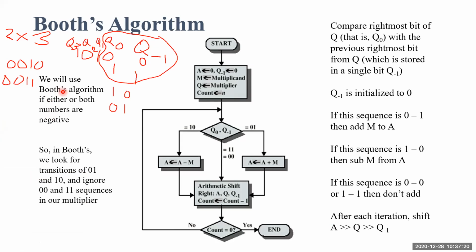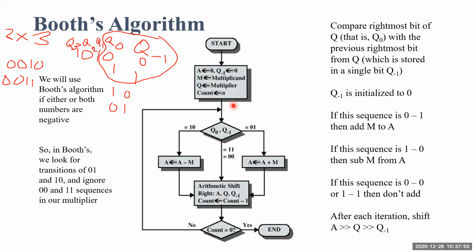We'll use the Booth algorithm whenever one of the numbers is negative, or else you can even use it for signed or unsigned numbers also. In the Booth algorithm, we look for the transitions 0 1 and 1 0. We ignore the 0 0 and 1 1 sequences in our multiplier, because no operation is done, only an arithmetic right shift takes place.